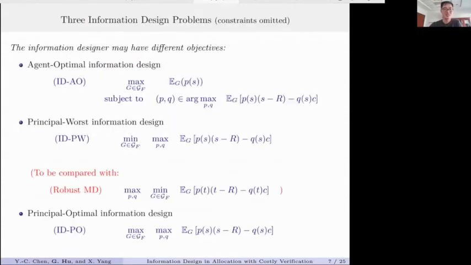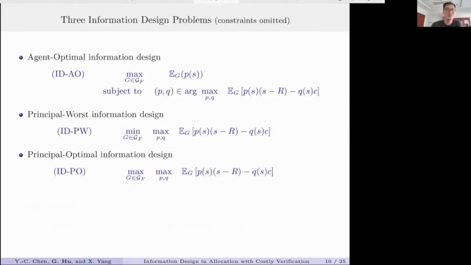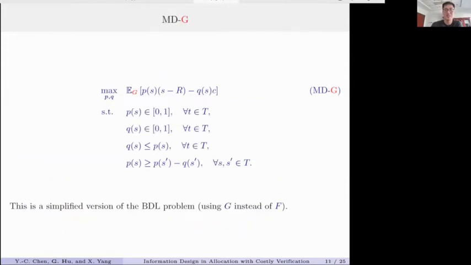So we are going to study these three kinds of information design problems, and here is an overview. Let's see how those three information design problems can be solved. You can see that those three problems have a common feature: they have a mechanism design problem in the second stage. So we need to solve the mechanism design problem first, given the designed signal distribution G. And this is the mechanism design problem.